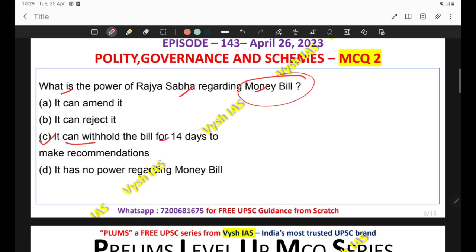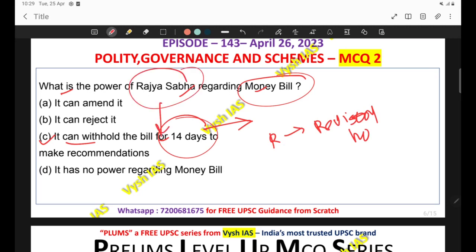It can withhold the bill for 14 days. This is actually a power, because it is a forum for public discussion. So in this case, Rajya Sabha is also called a revisory house. Actually, Rajya Sabha can withhold this money bill for a period of 14 days. So that is a huge power with respect to money bill.